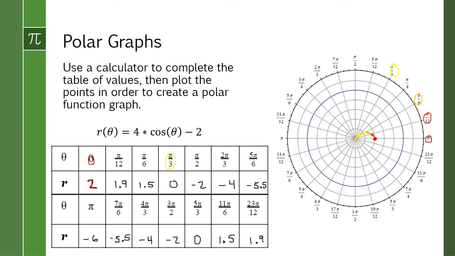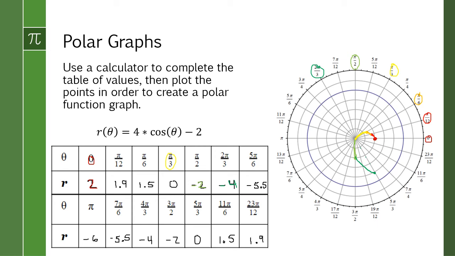Now, here's where things get negative. So at an angle of pi over 2, my radius is negative 2. So I'm going to go 2 units down away from that angle direction instead of towards it. So my next point connects in down there. Next angle is 2 pi over 3, and there my radius is negative 4. So again, I'm going to be going 4 units away from 2 pi over 3. So 1, 2, 3, 4, and connecting that point in.